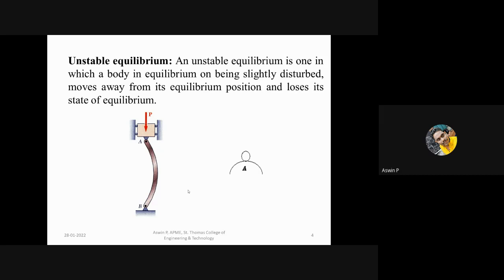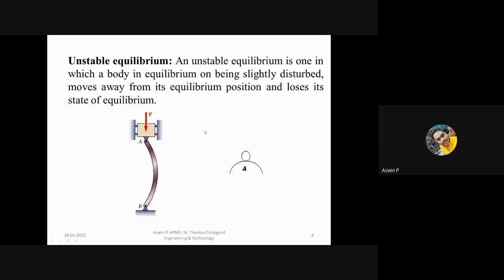That is unstable equilibrium. You can see a figure here. A is the ball and B is the surface. When the ball is slightly moved towards the right and the displacement is removed, the ball will go downward, that is, away from the equilibrium position. This is an example of unstable equilibrium. When we consider a column with A and B, both ends hinged, and apply a force, there is a chance of going towards another equilibrium. That is unstable equilibrium.